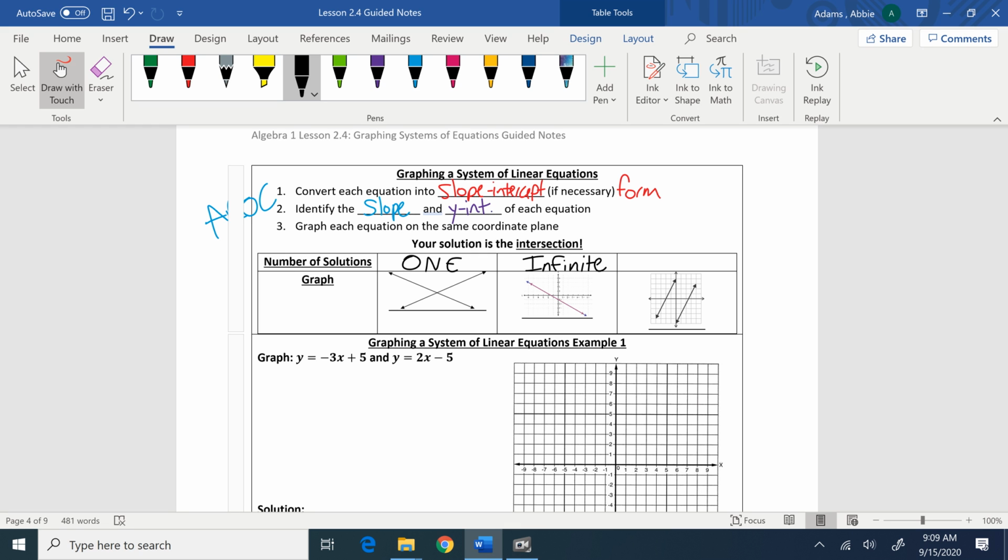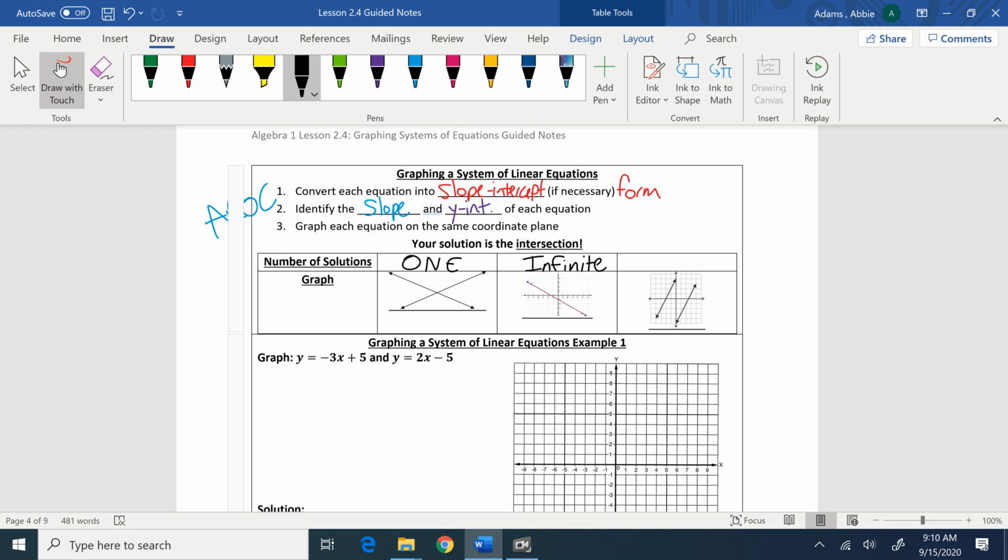Or you can have an infinite amount of solutions, which means these two lines have the same slope and the same y-intercept. So one may be written in standard form, one may be written in slope-intercept form, but they are the same line. And when you graph them, every point is an intersection point because they're the same.